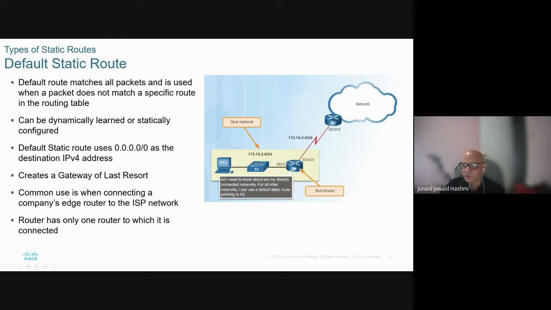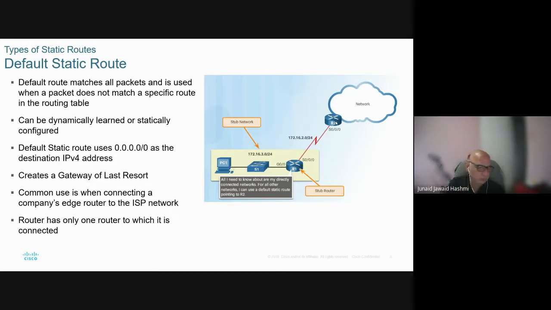Okay, and so if your router has a default route, it will look at the destination address in the packet and match it to the addresses in the routing table. If it does not find a match, instead of discarding the packet, it will send that packet to the ISP router. Okay, that's how you are able to access the internet.